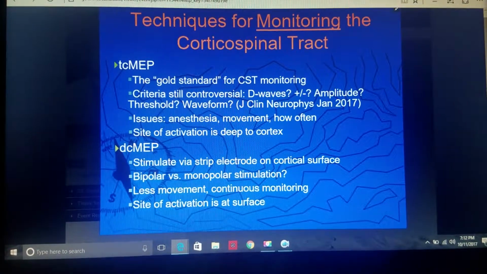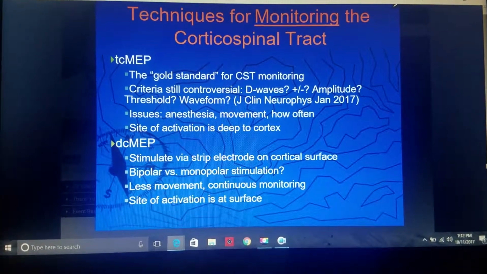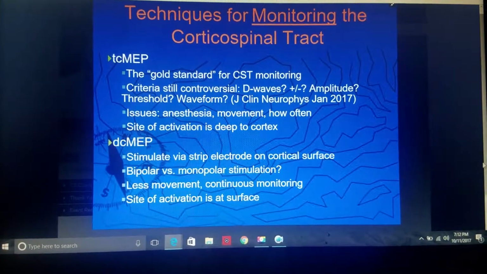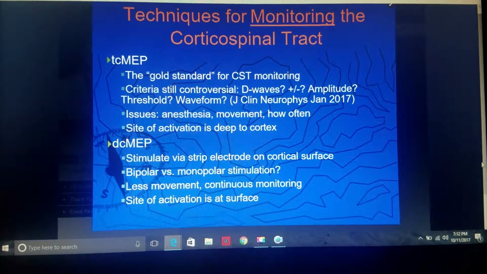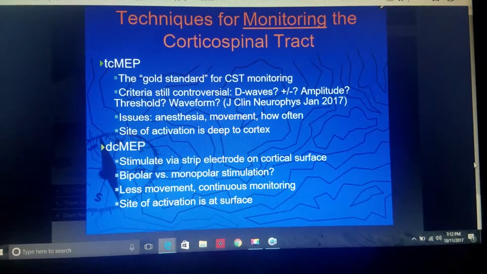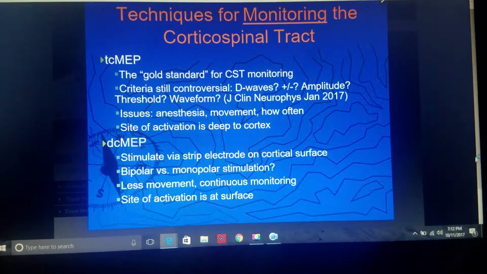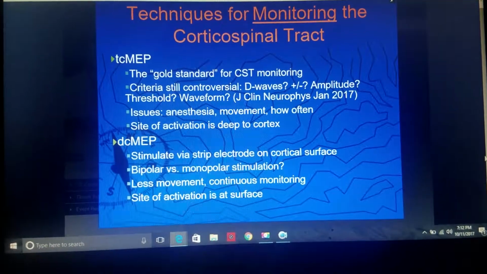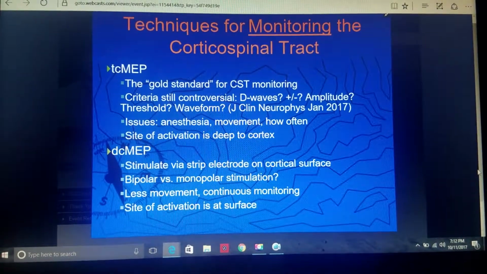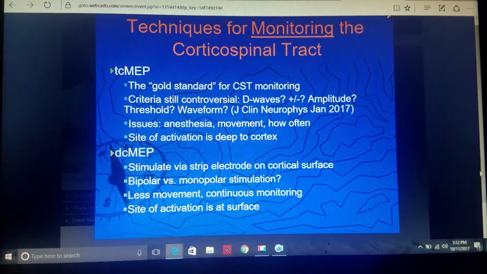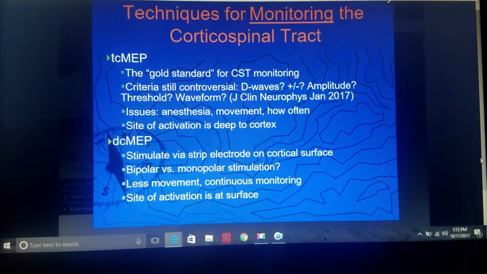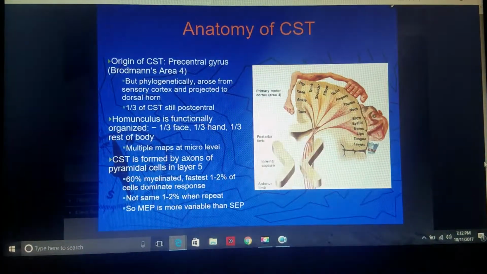We're also then going to talk about direct cortical motor evoked potentials, where we're stimulating with a strip electrode or perhaps a ball tip probe directly on the cortical surface. We'll go over the issues of bipolar or monopolar stimulation. But the advantage of the direct cortical stimulation is we have less movement, essentially none that disturbs the surgeon. Therefore, it's amenable to continuous monitoring rather than, excuse me, sir, can I run an MEP now? Which is often the case with transcranial, because the site of the activation is at the surface. All right.